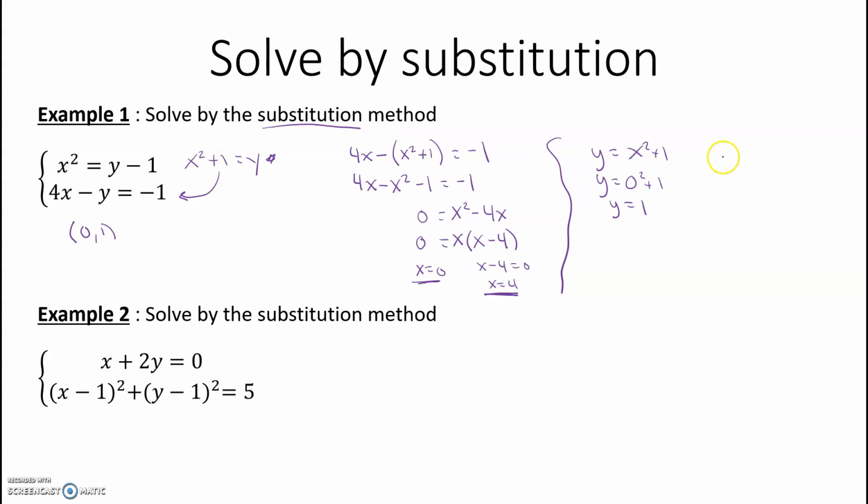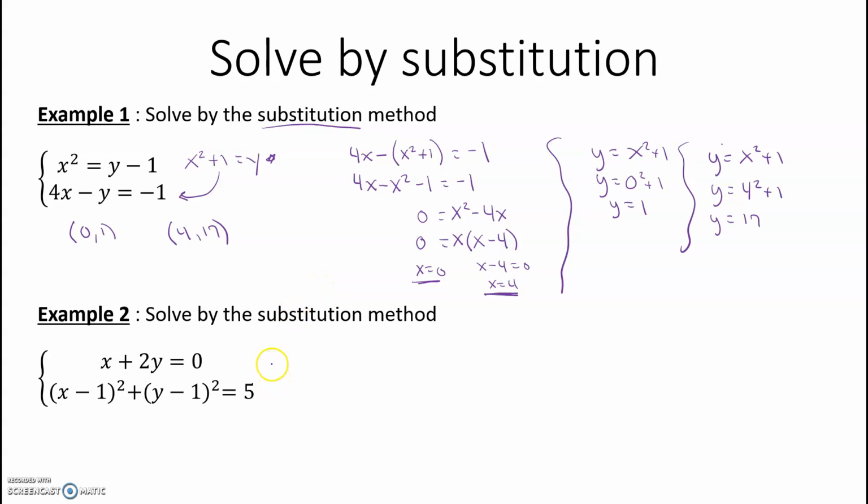And then we'll plug in our other one. Same equation, y equals x squared plus 1. And we're going to plug in our 4. So y equals 4 squared plus 1, which gets us 17. So when x was 4, y is 17. And those are going to be our two answers.